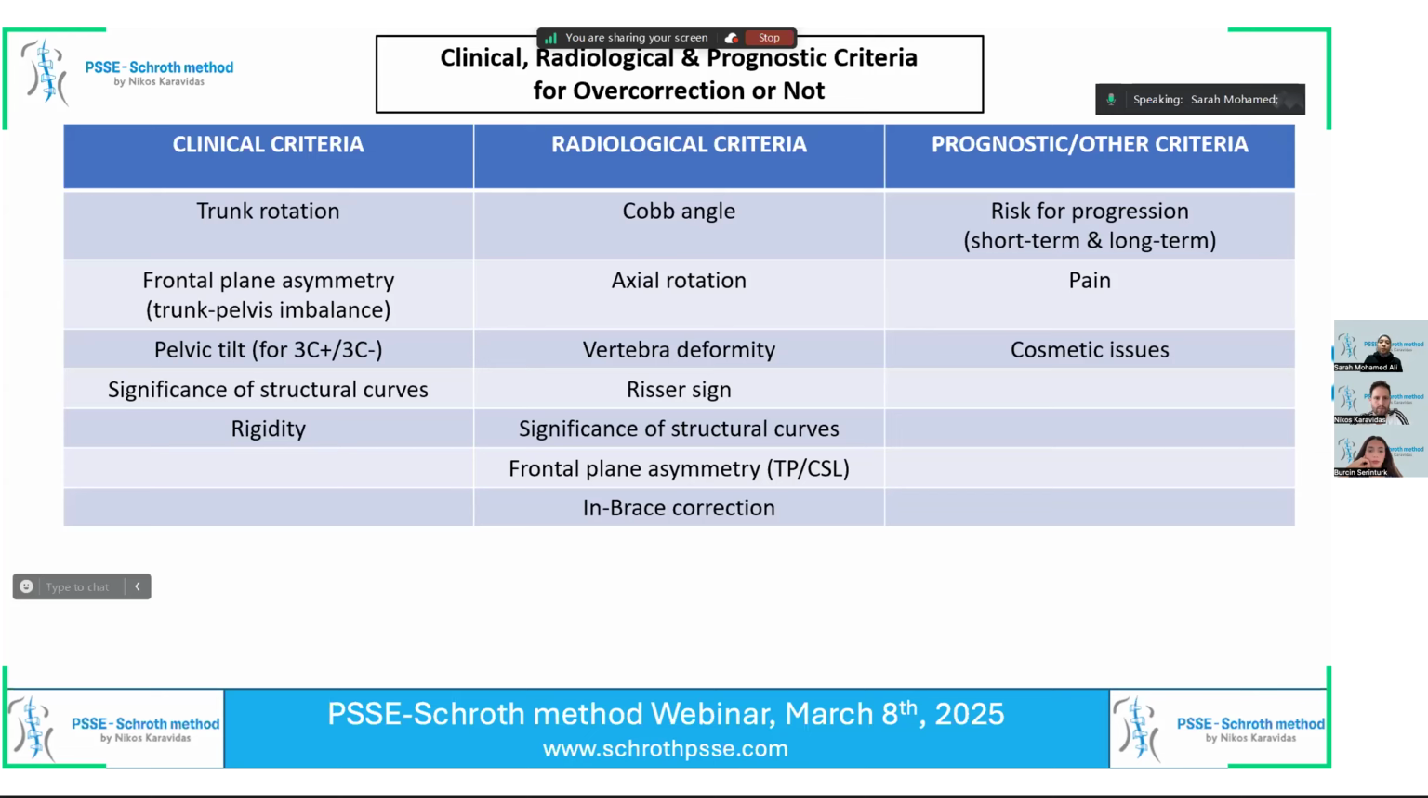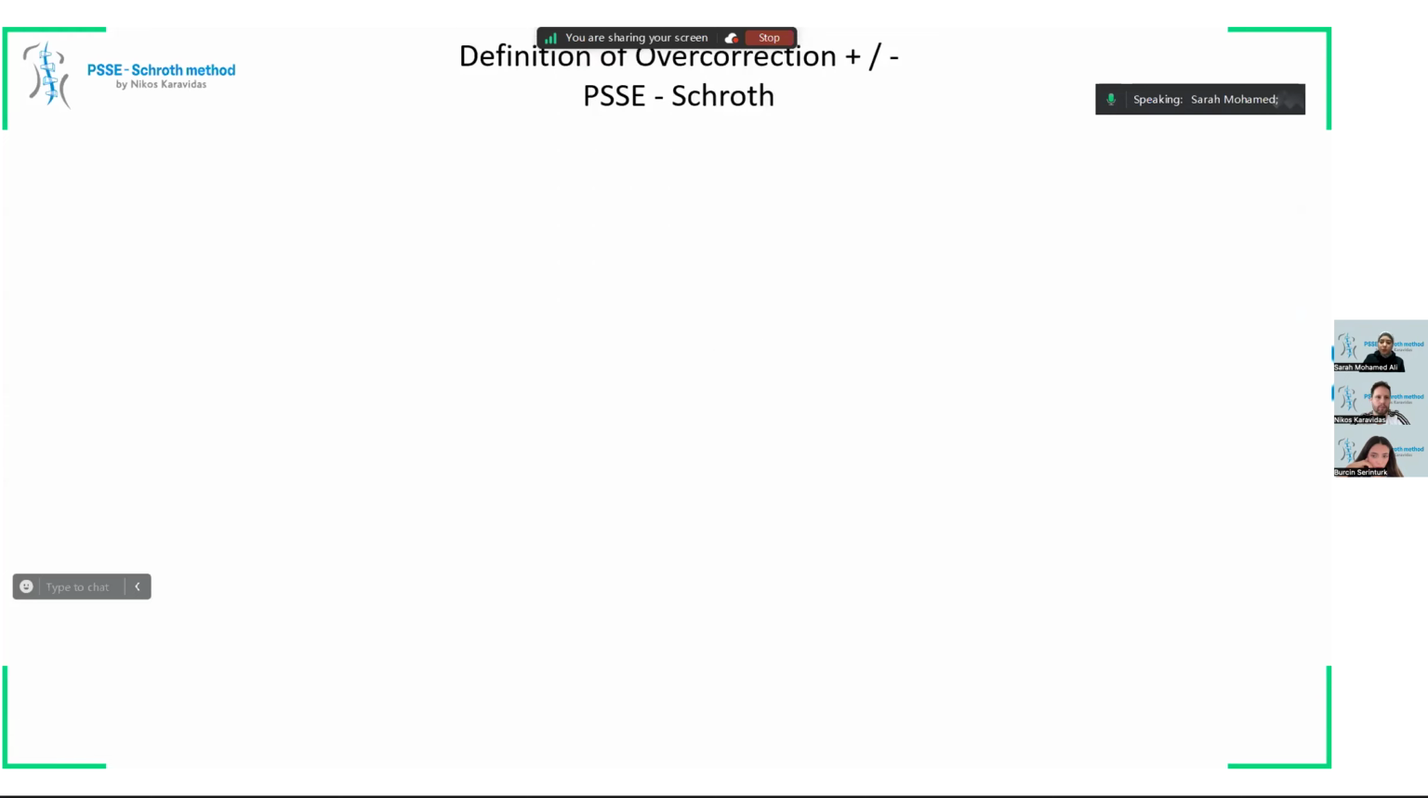The third is my prognostic and other criteria, the risk for progression. The higher the risk of progression, the more we can sometimes change our decision to do the overcorrection or not, if there is pain or any changes in the cosmetic issues. All of these together, we do the data analysis and synthesis based on the patient history and everything we do in the assessment in order to decide if I can do an overcorrection for this patient or not.